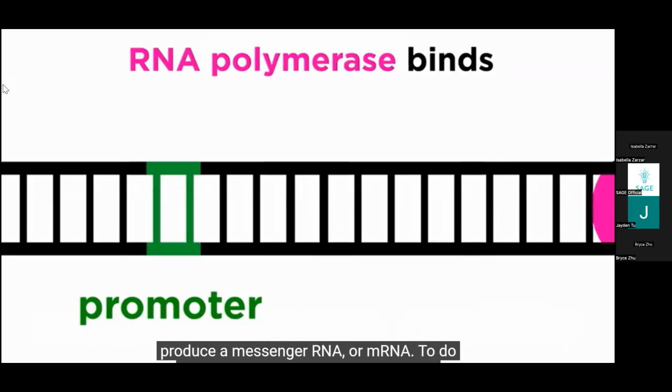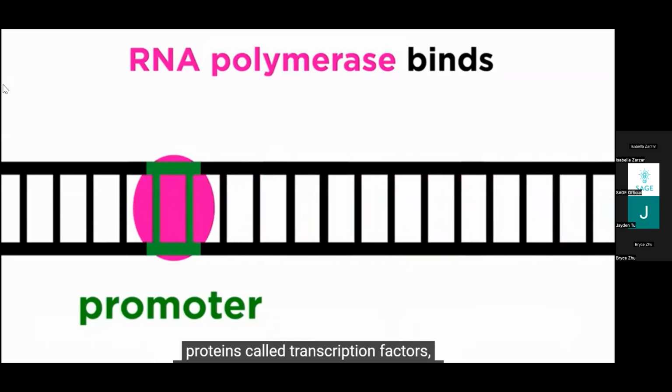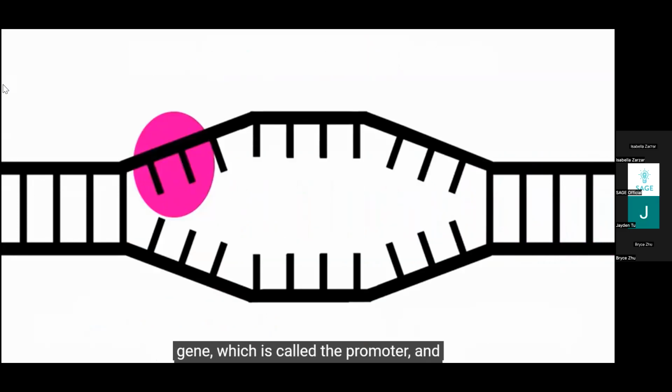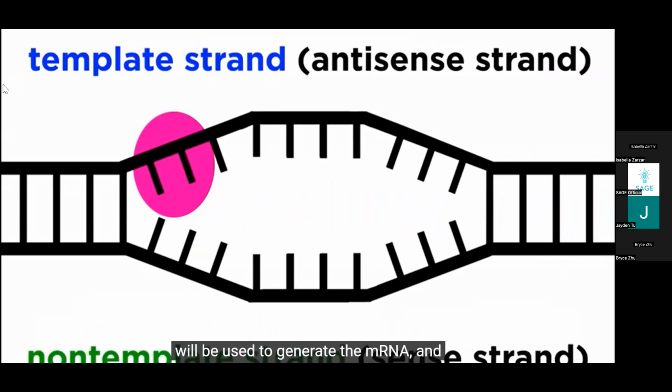To do this, RNA polymerase, with the help of proteins called transcription factors, binds to a specific sequence within the gene, which is called the promoter, and pries the two strands apart. One of the strands will serve as the template strand, or antisense strand, meaning it will be used to generate the mRNA. And the other is the non-template strand, or the sense strand.